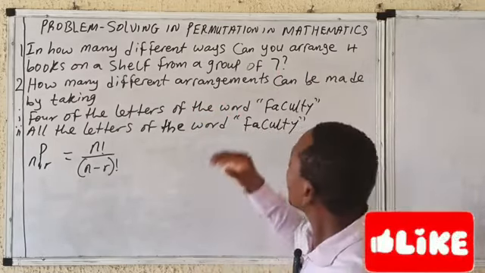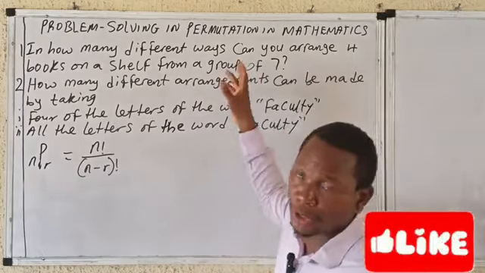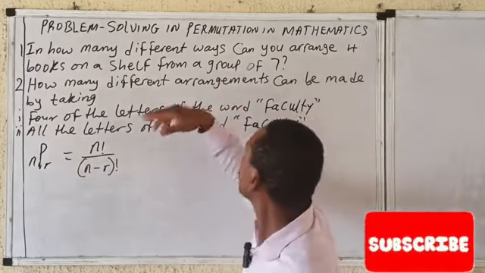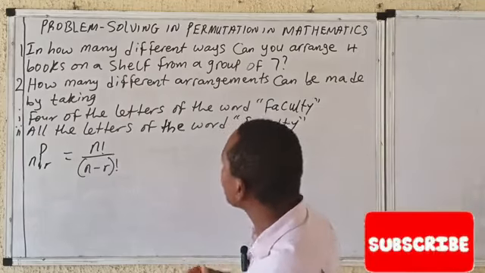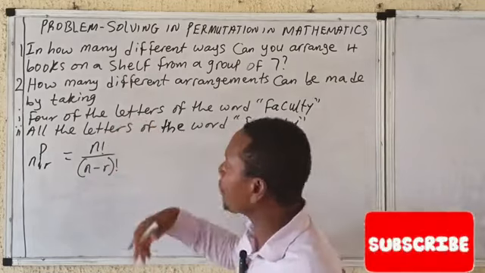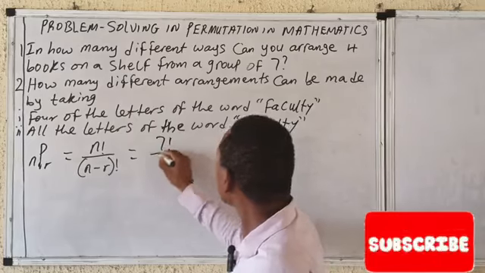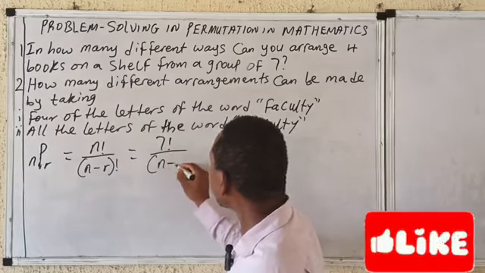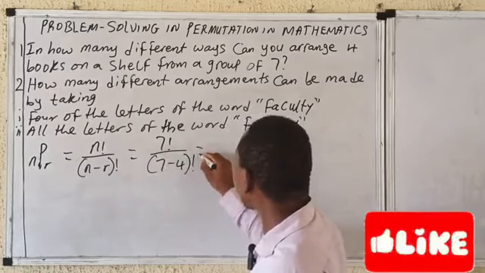While r is actually the object to be arranged. 4. Arrange 4 books. So where you see n, you put your 7. Where you see r, you put your 4. So let's just put 7 factorial all over n minus r, 7 minus 4 factorial.